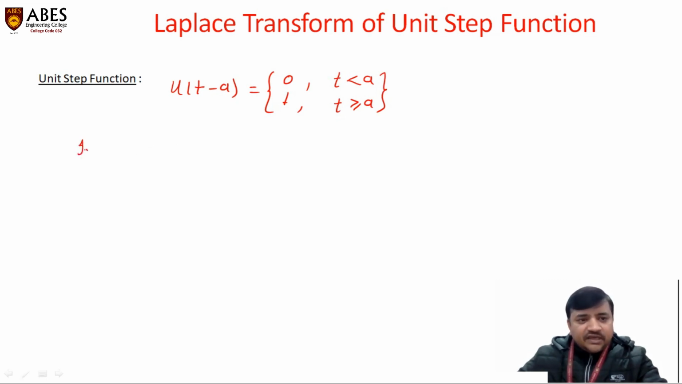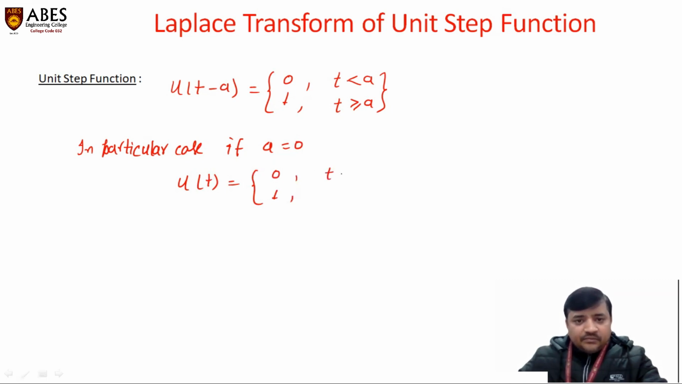If in particular case a equals 0, then u(t) is defined as, again, its value will be 0 or 1, if t is smaller than 0 and t is greater than or equal to 0. So this is the basic definition of unit step function. Now we are moving towards the Laplace transform of this function.